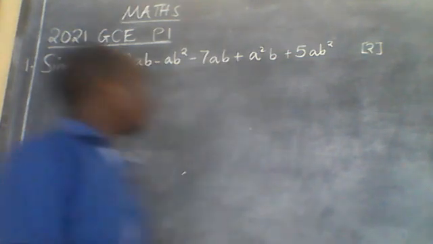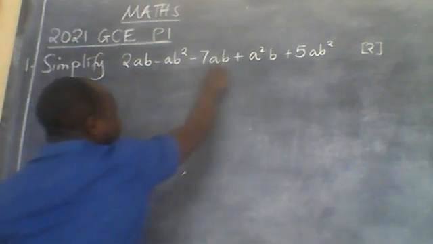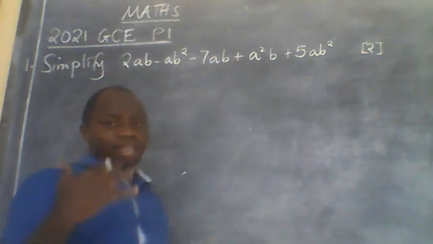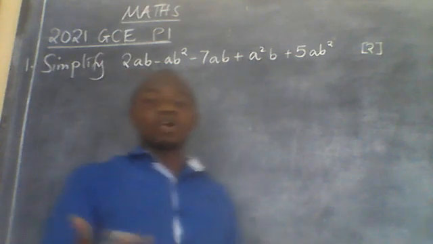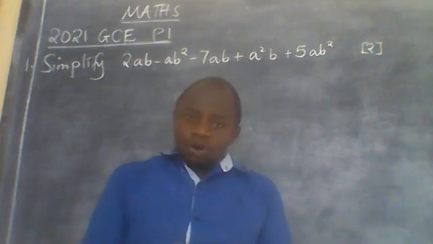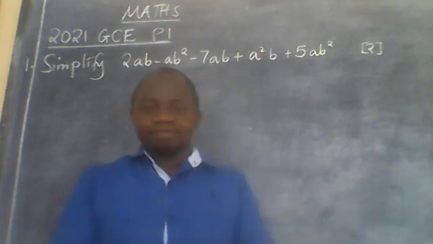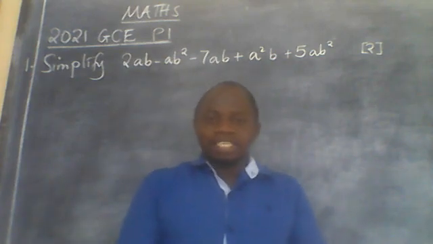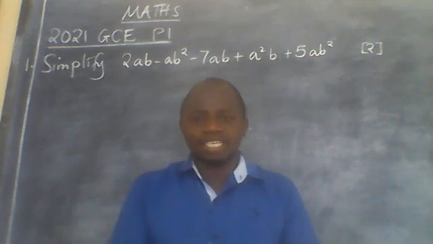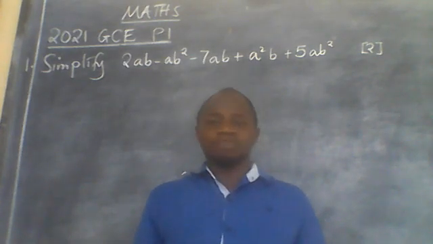Let's start. 2ab minus ab squared minus 7ab plus a squared b plus 5ab squared. This expression is about collection of like terms. When you collect like terms, those that can be added, add them. Those that can be subtracted, subtract them. Those that can't be added or subtracted, leave them. That is your final stage.